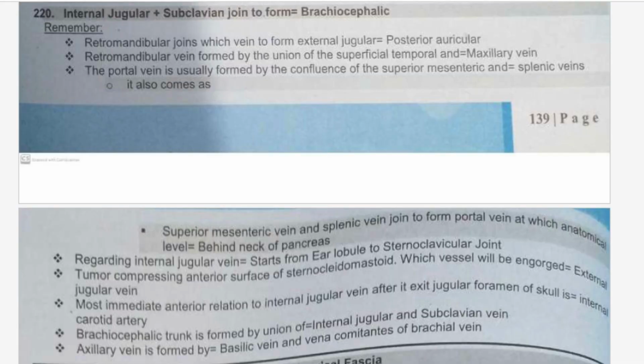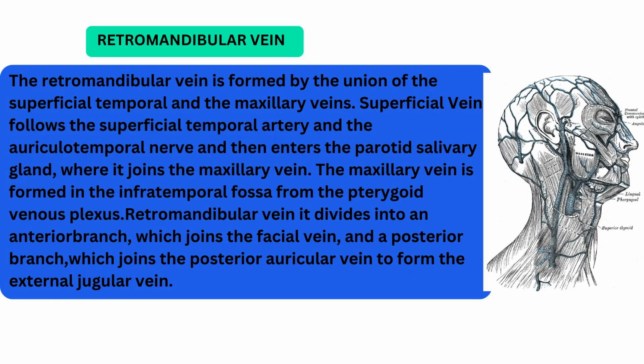Superficial temporal vein and maxillary vein, their union form the retromandibular vein. So a superficial temporal vein is accompanied by the superficial temporal artery and the auriculotemporal nerve, and then this enters the parotid salivary gland where it joins the maxillary vein to form the retromandibular vein. The maxillary vein is formed in the infratemporal fossa from the pterygoid venous plexus, and this joins the superficial temporal vein in the parotid salivary gland to form the retromandibular vein.